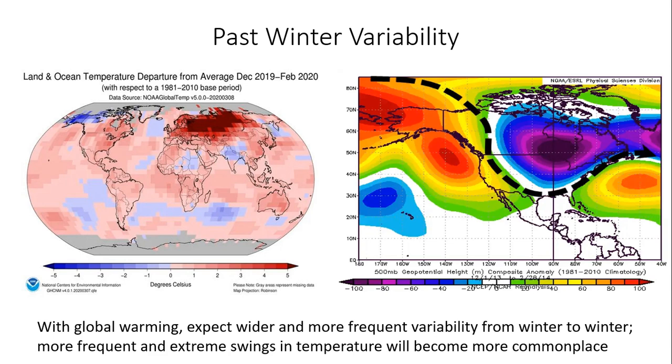And so with global warming, again, expect wider and more frequent variability from winter to winter. With the jet stream pattern overall, I just wanted to show you more of a global scale on the left, just how incredible that is.